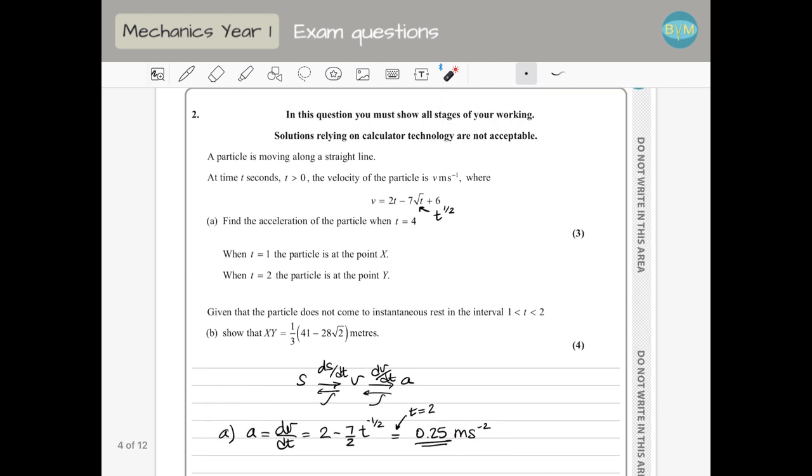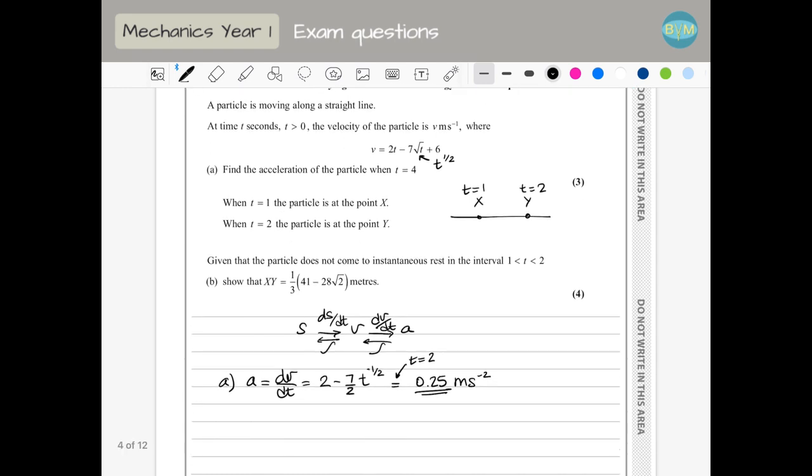Then, when t is 1, the particle is at point x. When t is 2, the particle is at point y. And remember, this is moving in a straight line, so when t is 1 the particle is here, and when t is 2 the particle is at y. Given that the particle does not come to rest in this interval, we have to show that xy is this value here. I'm going to tell you in a minute about this expression, but what we are finding is this distance.